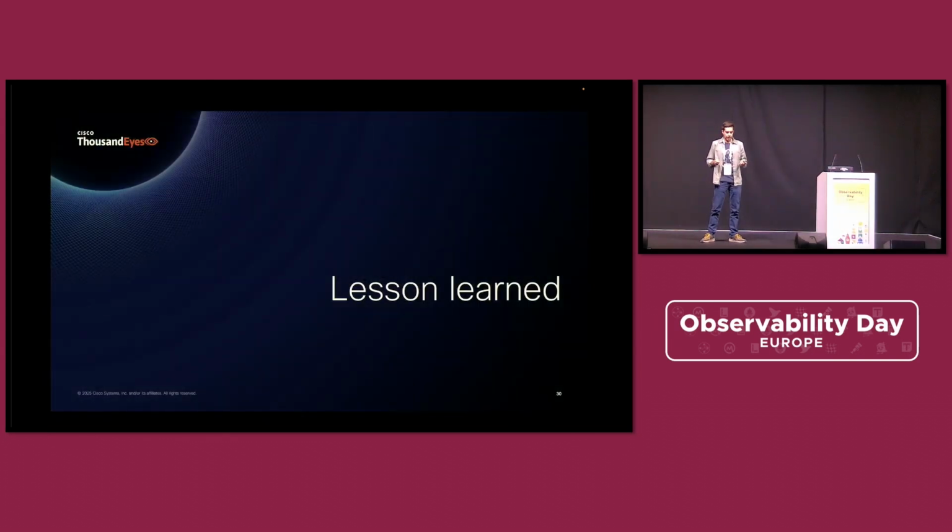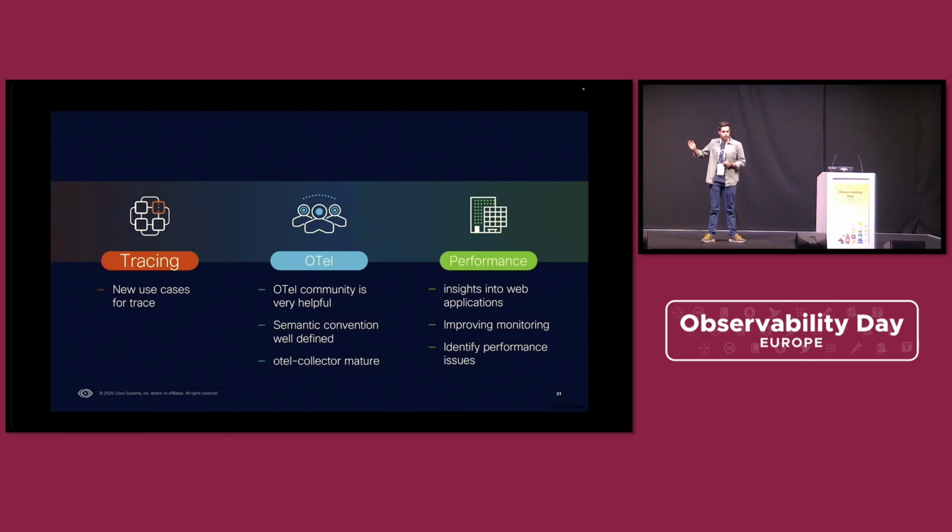I want to finish with lessons learned about that project. Tracing: everyone talks about microservices talking to each other in a big service mesh and so on. This is a perfect use case, but we need to explore others. Someone was talking also about CI/CD tracing. I consider converting a HAR into an OpenTelemetry trace a really good one.